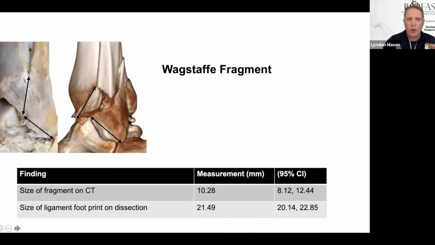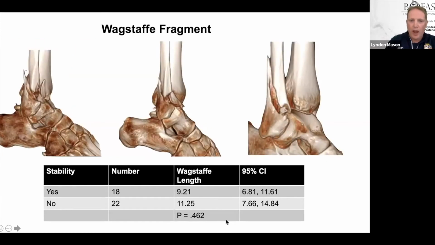This is some work we've done that we haven't published yet. It was presented at BOFAS last year. That the Wagstaff, which is the footprint of your AITFL, if you have a look at it and compare it to dissection, when we looked at all our CT scans with the Wagstaff fragment, which is only 40 of them, they average about 10 millimeters, and the size of the ligament is 21. And only half of them had ligament instability. So if you do have a Wagstaff fracture, it doesn't mean your syndesmosis is unstable. But if it is unstable and you fix that back, you will repair some of that ligament.